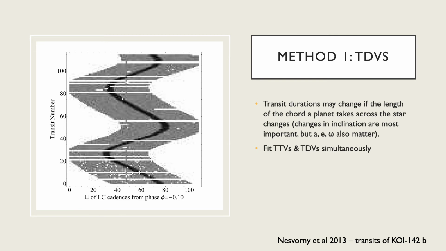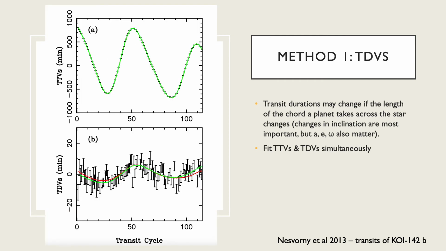So looking at transit duration variations is one way to attempt to resolve these degeneracies. Here I'm showing a river plot from the 2013 paper on KOI 142b. And you can see from this river plot that there are some relatively high amplitude TTVs on this planet. However, the TTVs are not the only thing that changes with time. From the same paper, you can see here on the top panel is the TTVs and the bottom panel is the transit duration variations. Although the amplitude of duration variations is generally smaller than it is for the transit timing variations, the durations change due to a different combination of parameters.